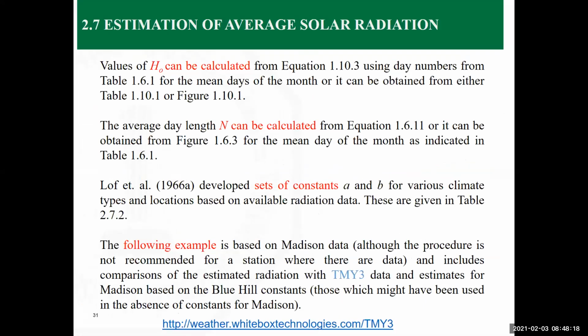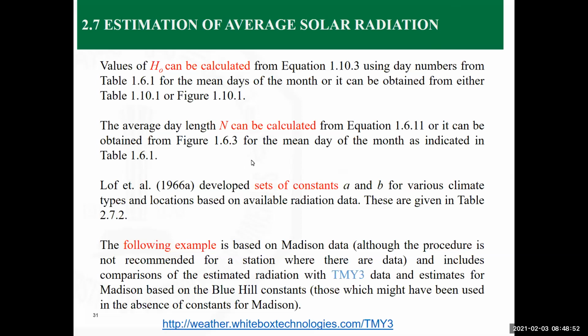In this slide, it's telling where you can find the information of HO. HO can be found in equation 110.3, or can be found in tables or a figure as well, where the value of capital N can be found in one equation. I'll be showing this equation in a while. And you can also see it in a figure where you can extract it. The constants A and B are normally given so that you can make use of this information to calculate the value of H.